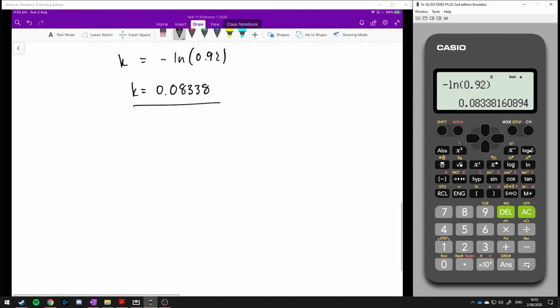So our equation for our conductor is C0 e to the minus 0.08338t. So this is our equation that we're going to be using.